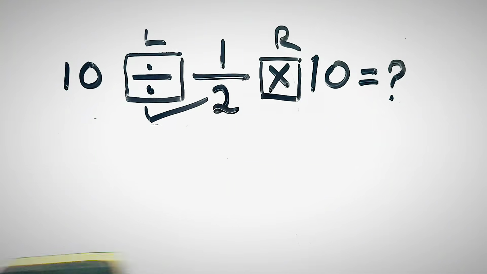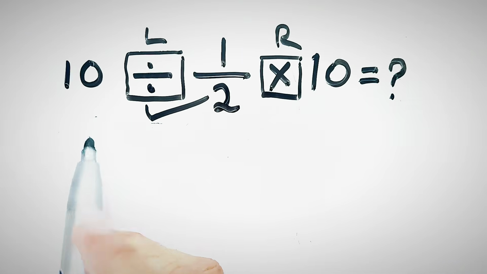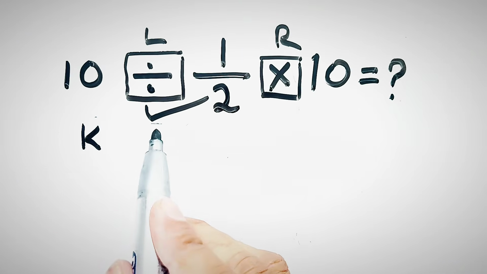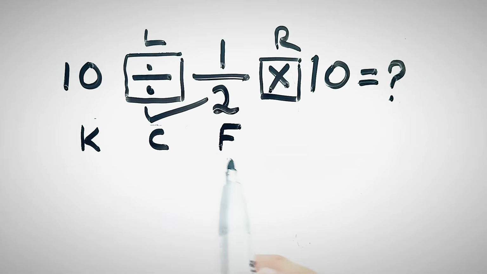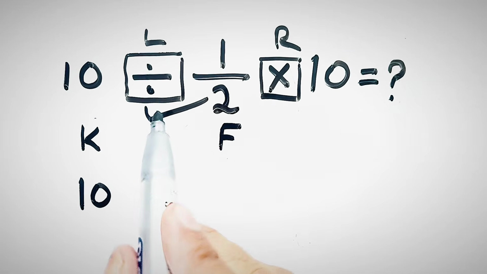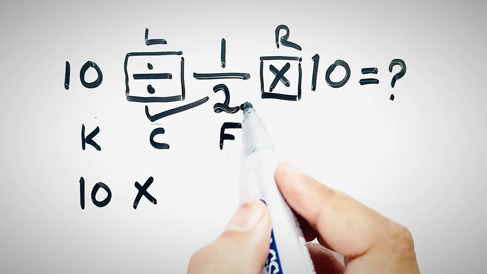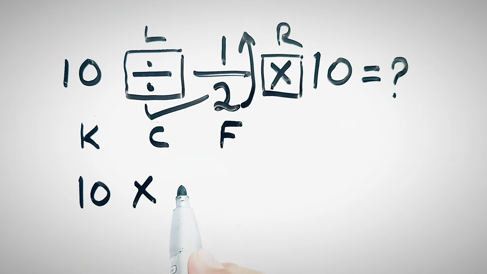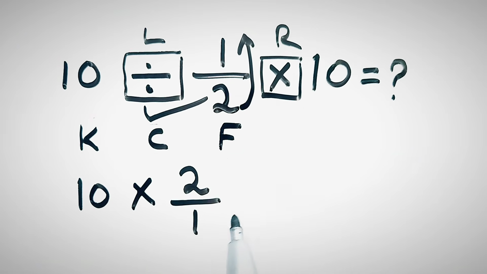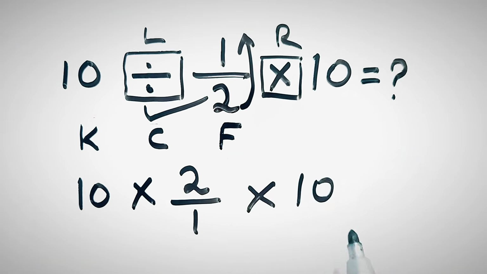Now we will apply another rule which is known as the KCF rule. KCF means keep, change, flip rule. So 10 is kept as it is. C means change, divide is changed into multiplication after flipping 1 over 2 into 2 over 1, times 10.